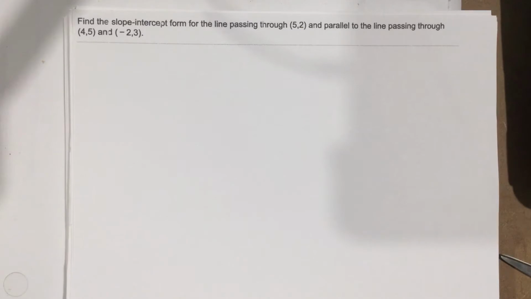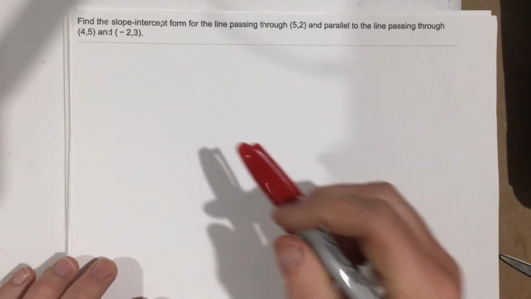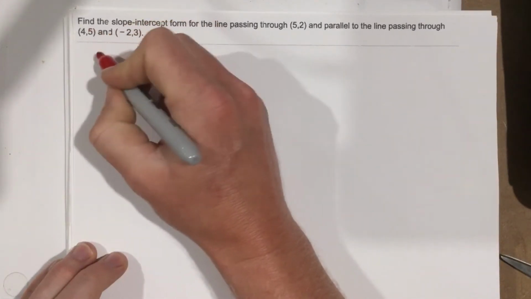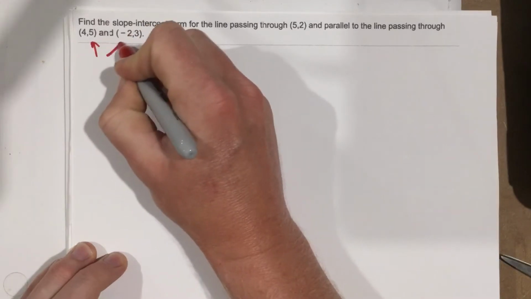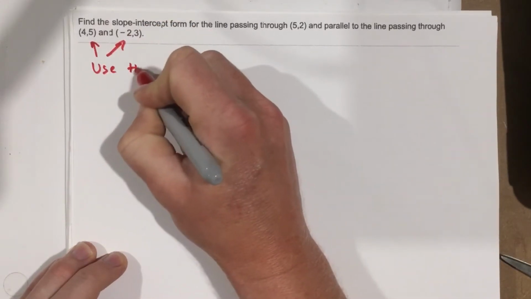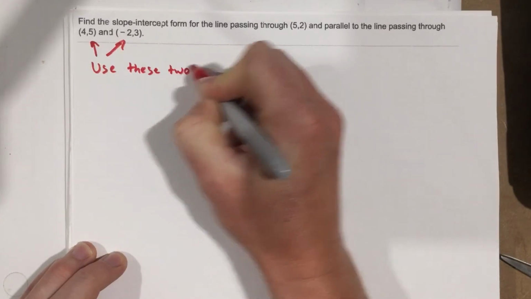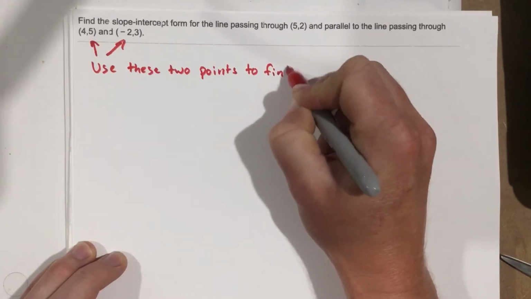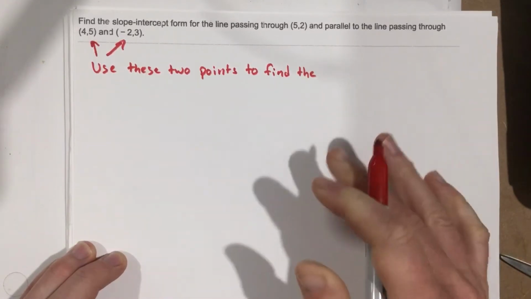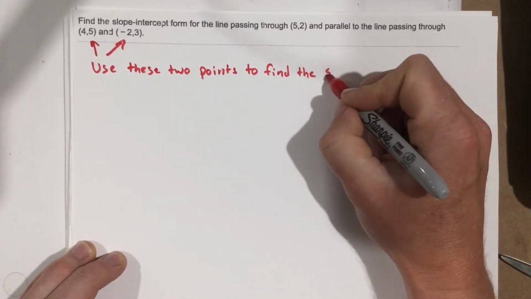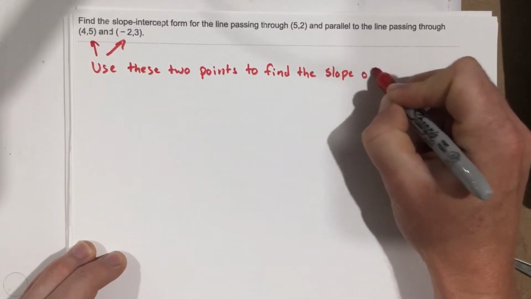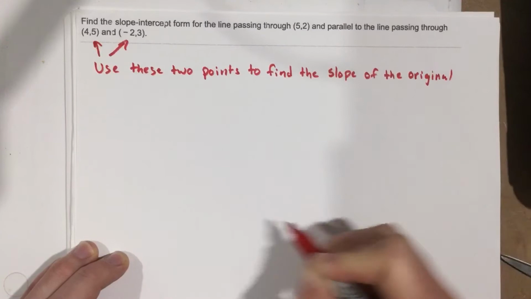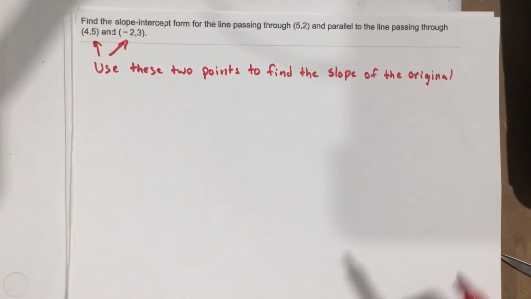So this problem is a little bit longer process because we have to find the equation for the original line from these 2 points. So we're going to use these 2 points to find, and we really don't need the equation, so we need the slope of the original. So we want to use those 2 points to find the slope of the original line.